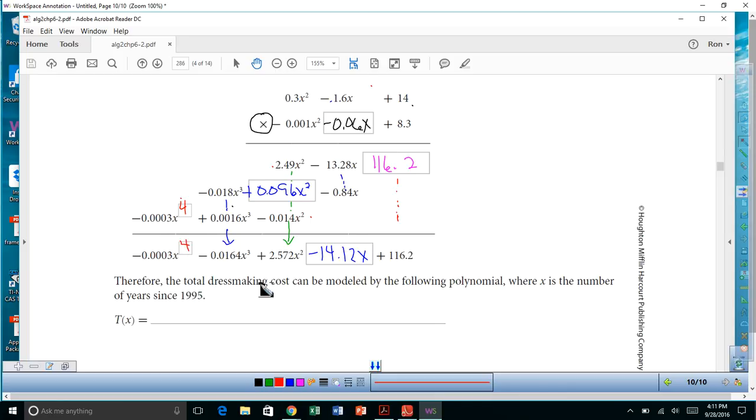I don't know why I did that, so that's a 4 right there. Oops. All right, therefore, the total dressmaking cost can be modeled by the following polynomial, where x is the number of years since 1995. So you got negative 0.0003x to the fourth minus 0.0164x cubed plus 2.572x squared minus 14.12x plus 116.2. All right, good deal.